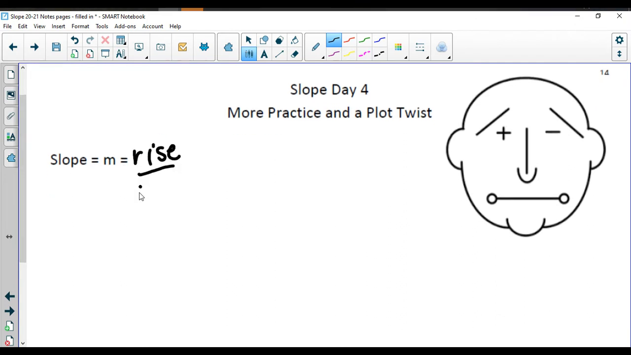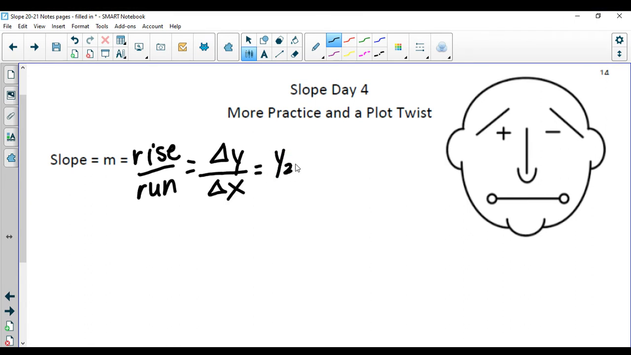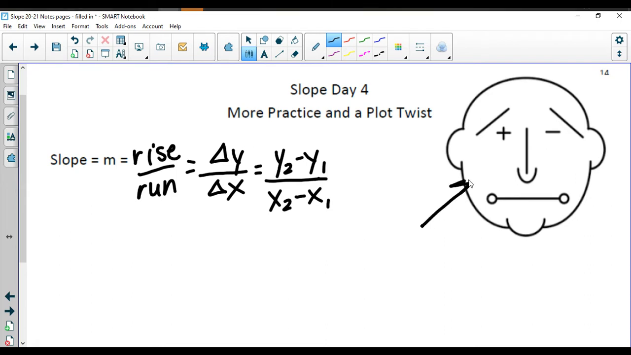When we look at slope on a graph, we can talk about it as rise over run. And when we're looking at it from points or even on a graph, we can call it delta y over delta x. And then we would also include that if we have points, we can do y2 minus y1 over x2 minus x1.